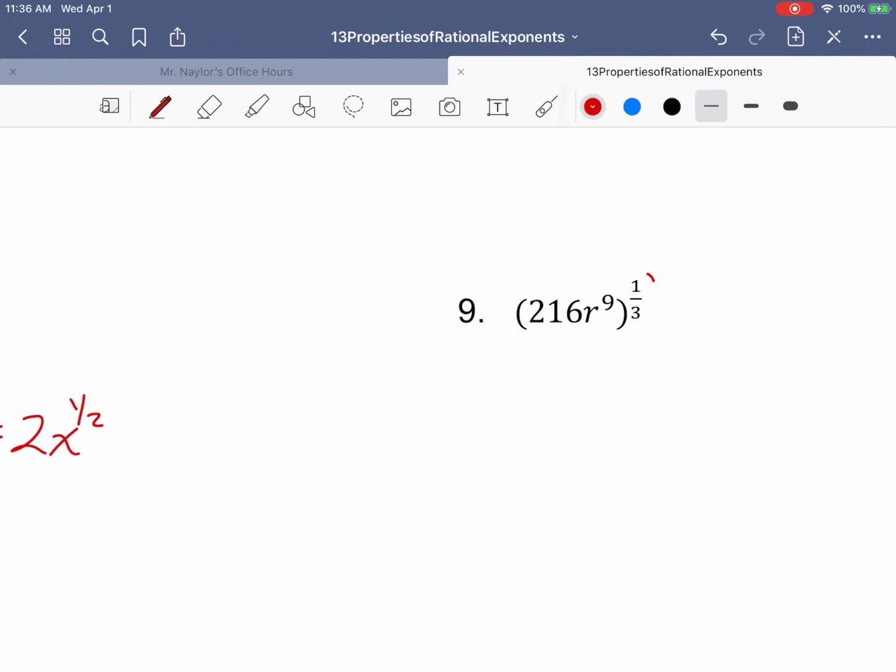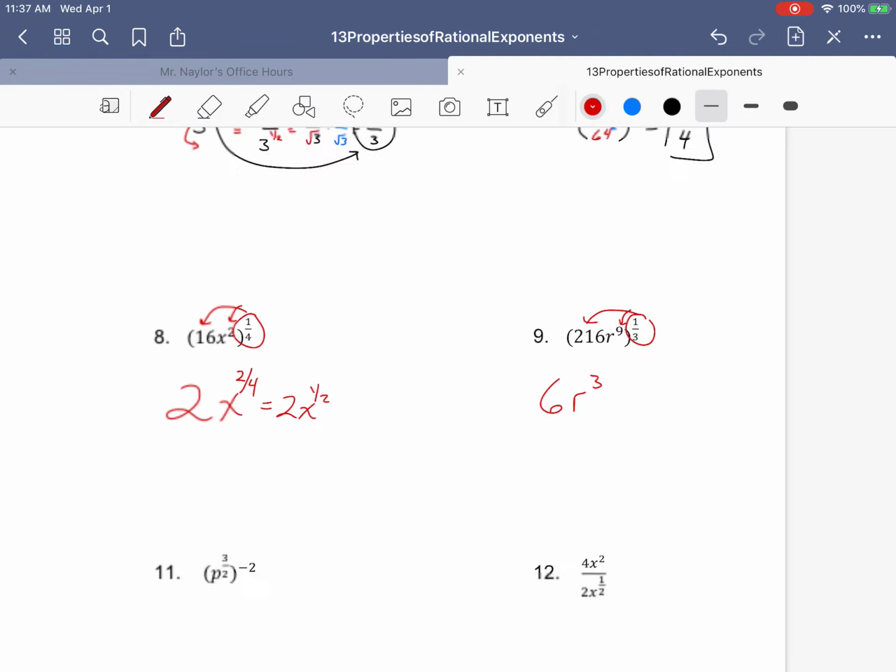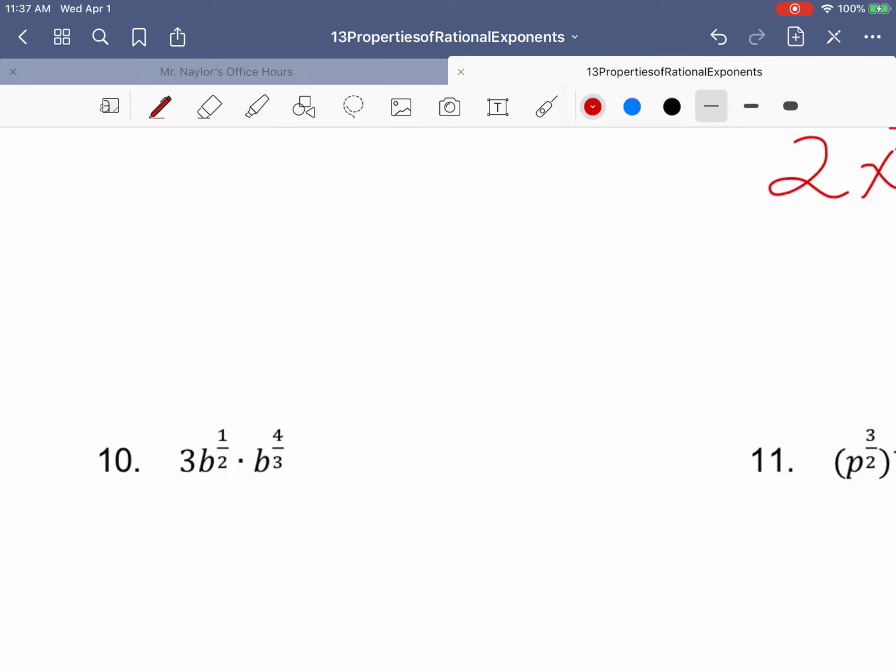Kind of the same thing with this problem. Do the root of 216 and also apply it to the 9. Now, the root of 216, that would be 3 numbers that multiply to be 216. That'd be the number 6 if you check that out on a calculator. If you multiply the exponents, you get 9/3, but 9/3 is just going to simplify to be 3. So we get 6r to the 3rd.